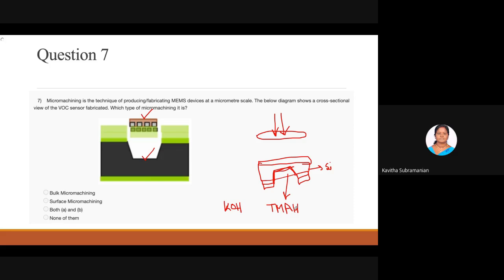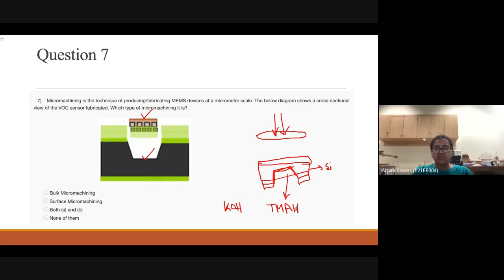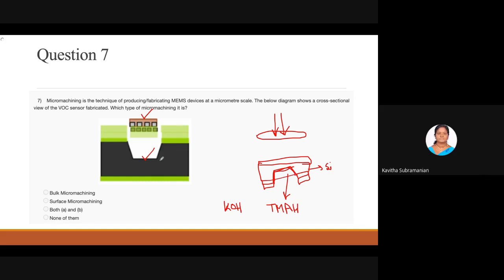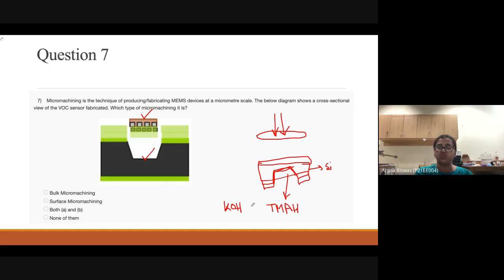TMAH means if you want to etch the rectangle type structure, then we should use TMAH. No, no. KOH makes this angle, 54.6 degrees. See, KOH and TMAH both are wet etching processes. In an anisotropic wet etching process, this type of structure is present, and the angle here is 54.6 degrees. That angle can happen for both cases.